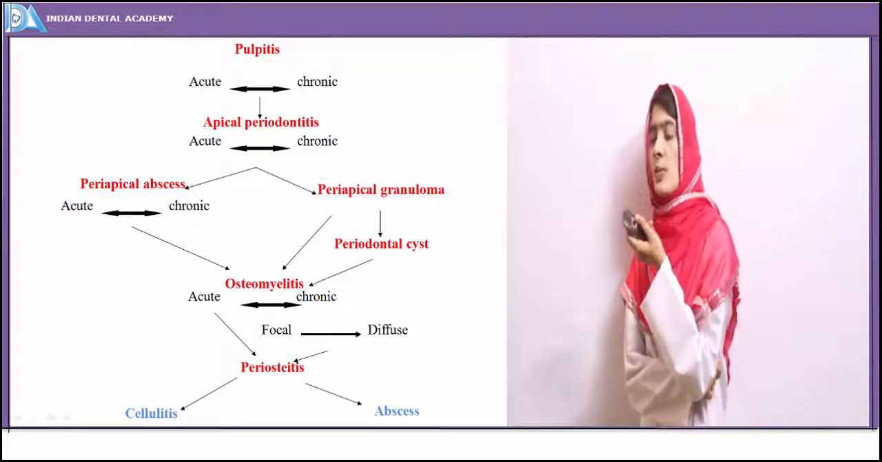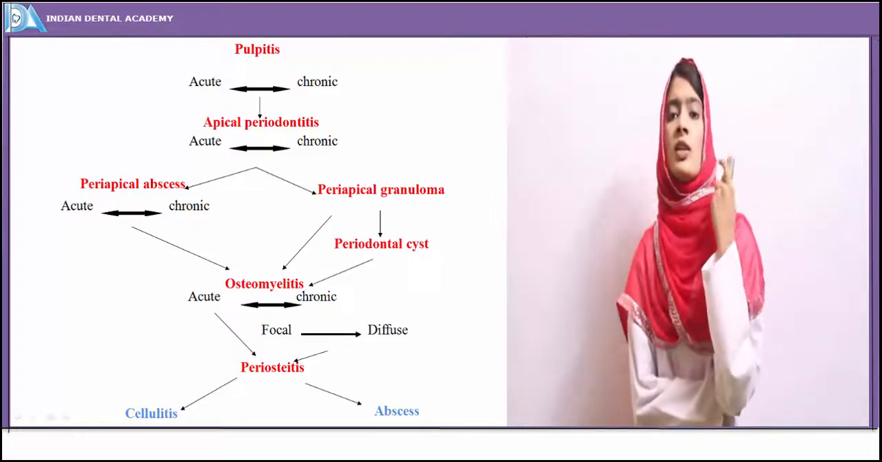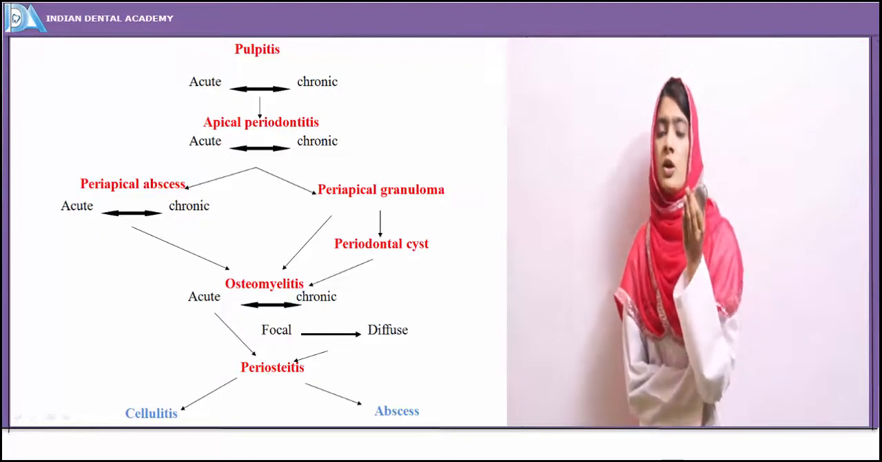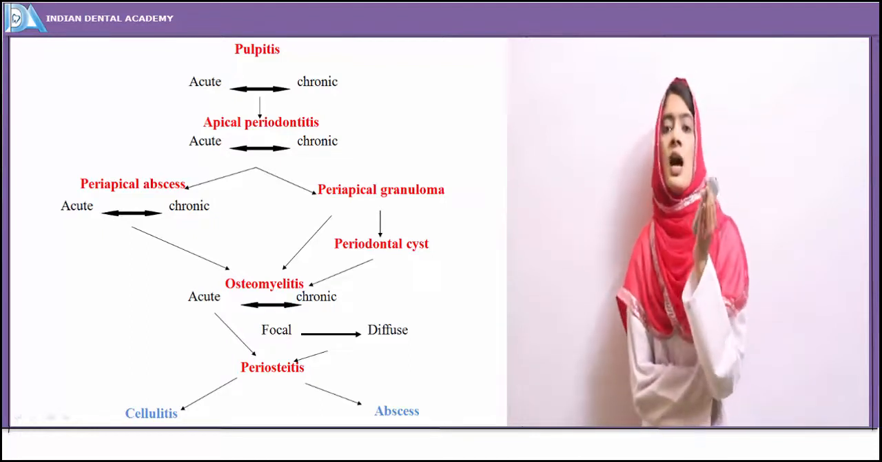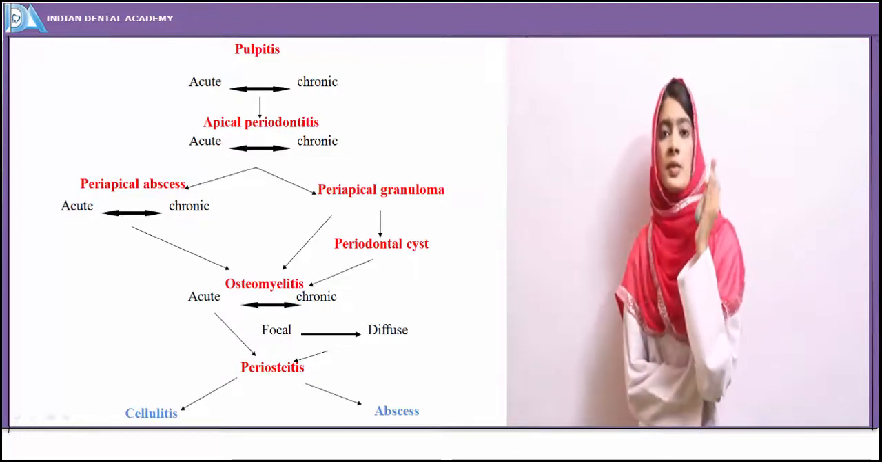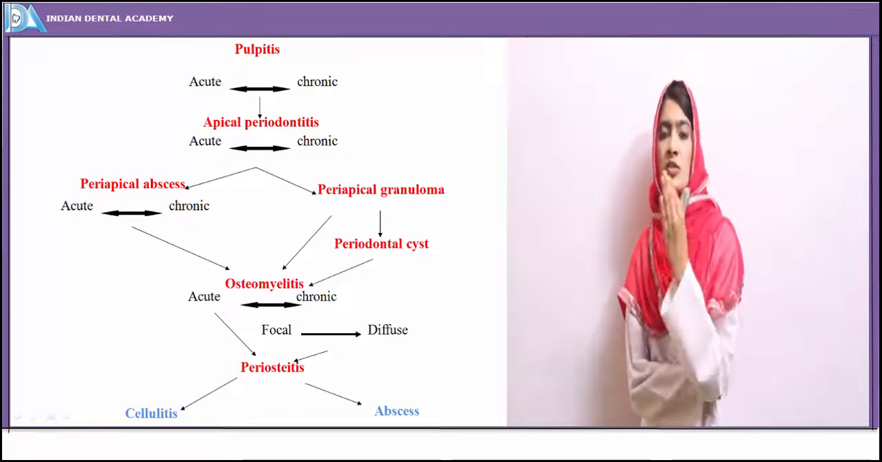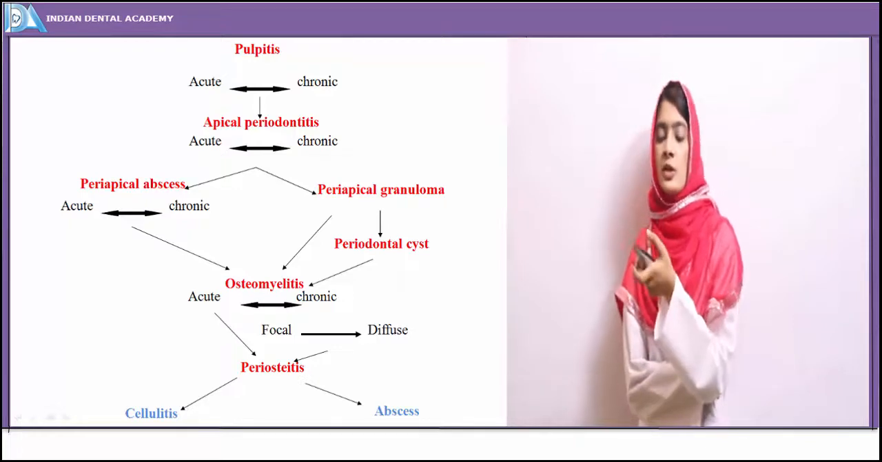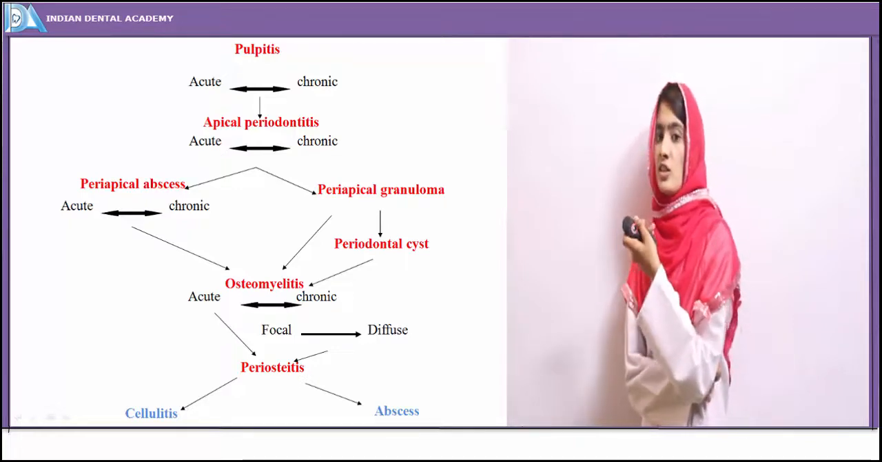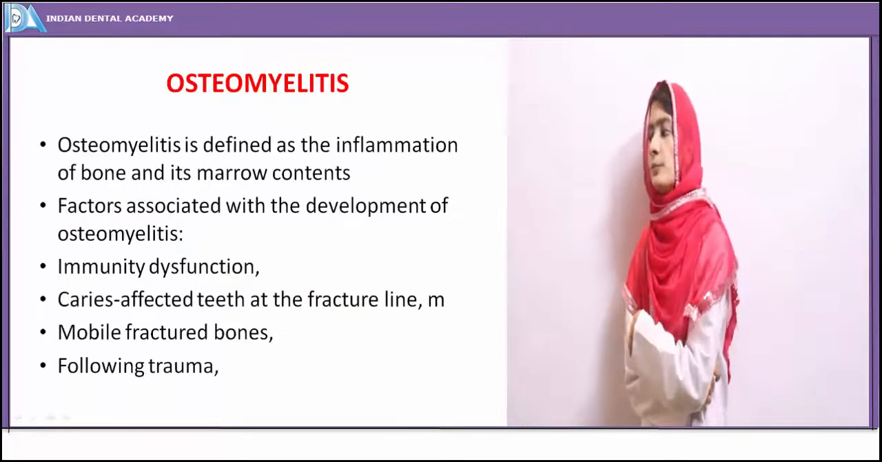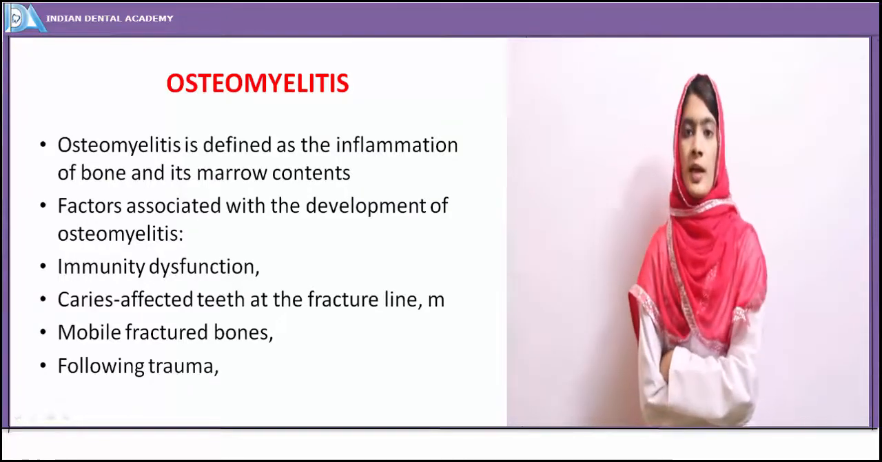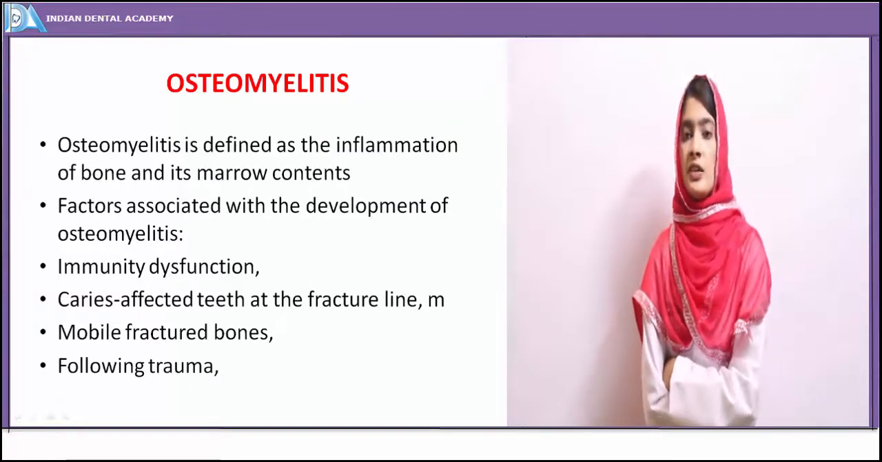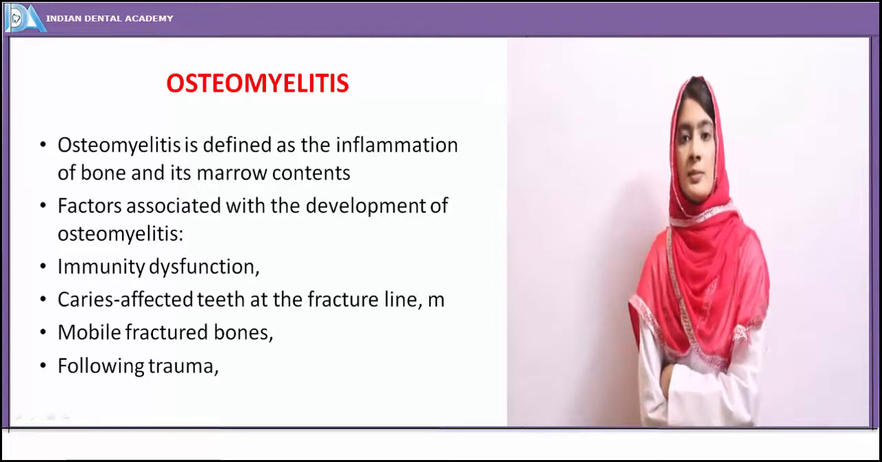Or the osteomyelitis may eventually spread and involve the superficial skin or oral mucosa, leading to cellulitis, and ultimately sometimes the pus tends to spread into the facial spaces, causing characteristic abscesses of that region, or facial infections as we call them. Now we study osteomyelitis. Osteomyelitis is basically an inflammation of bone and its marrow contents.